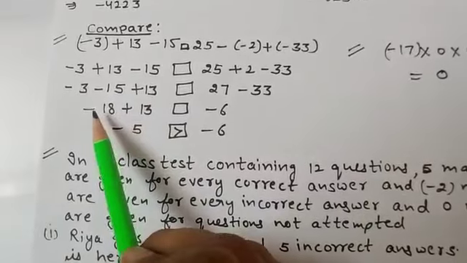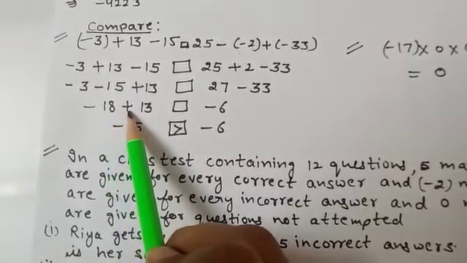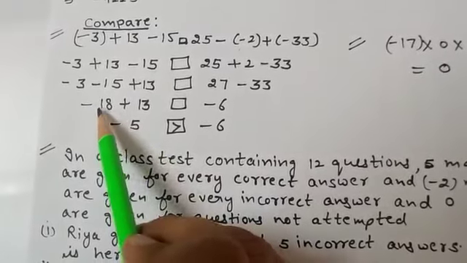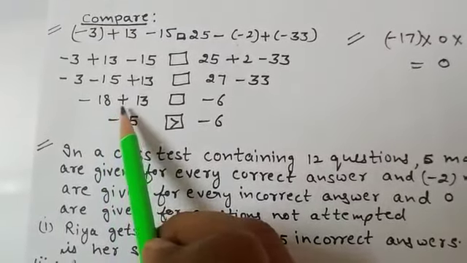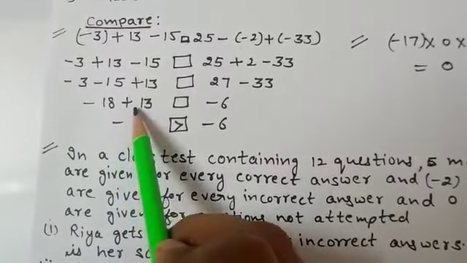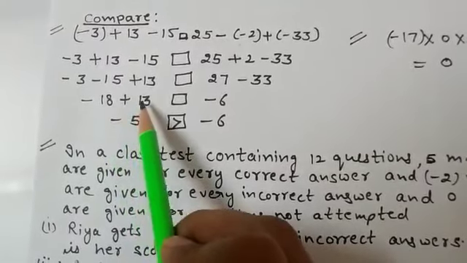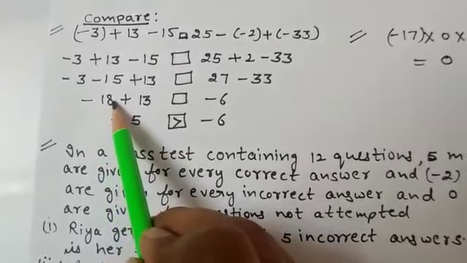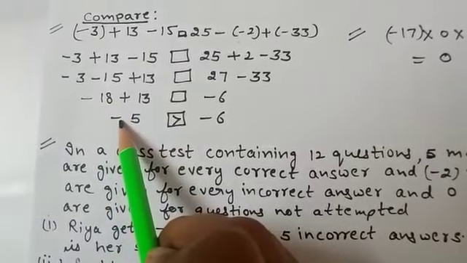If we have two different signs, we operate subtraction, greater digit minus smaller digit. 18 minus 13 is 5, and we write the sign of the greater digit. 18 is greater, so we write the minus.